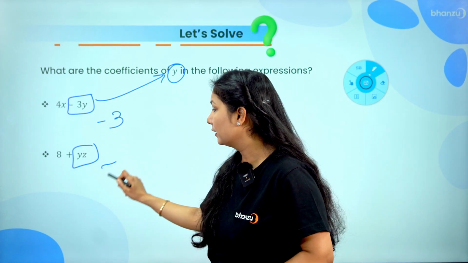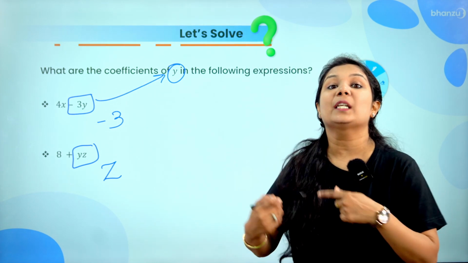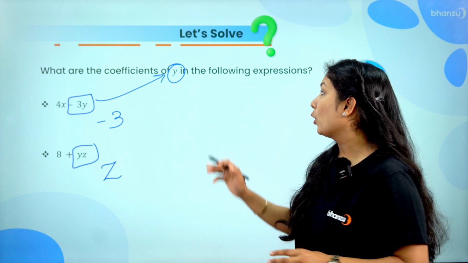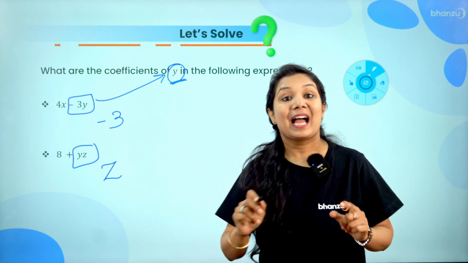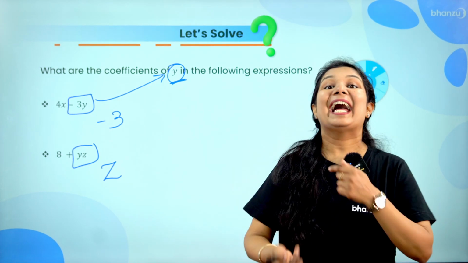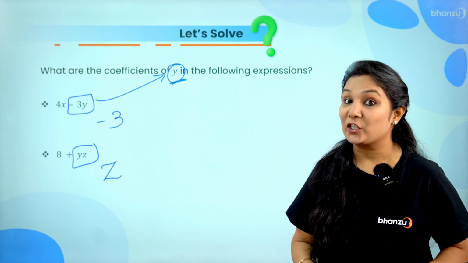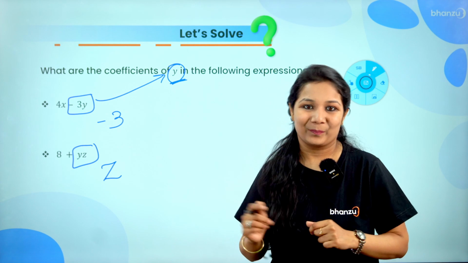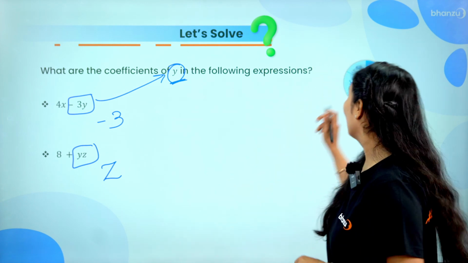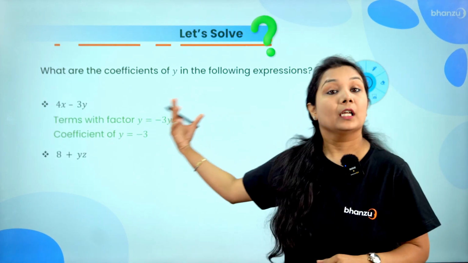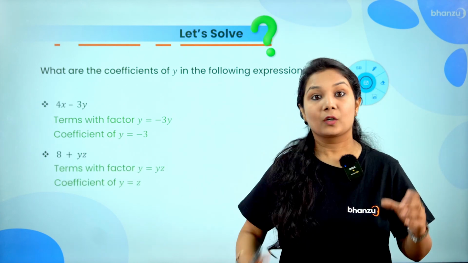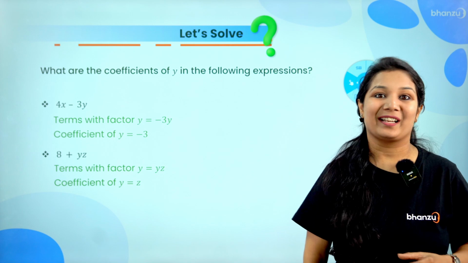What's the coefficient of y in this particular expression? It's just z. So we do not write 8 plus z. Coefficients are always seen in the terms. So always identify the term having that particular factor and then find out its coefficient, keeping the sign in mind of that particular term. So this is how we find our answers, the coefficients for this particular question. Got it? And this is how you present your answer.